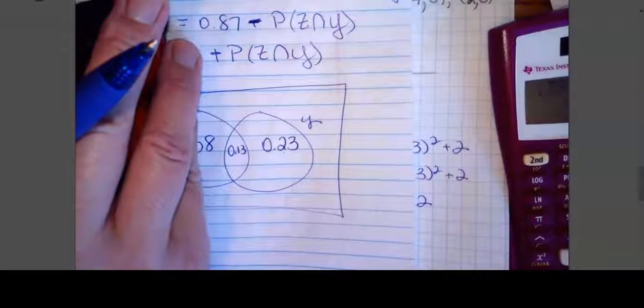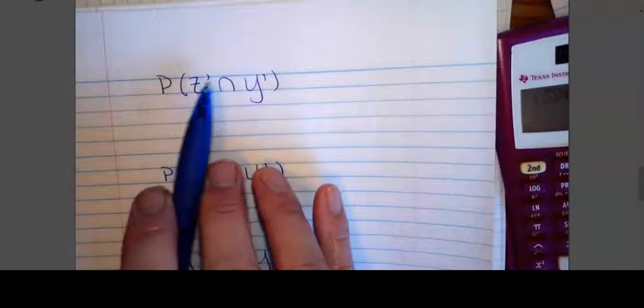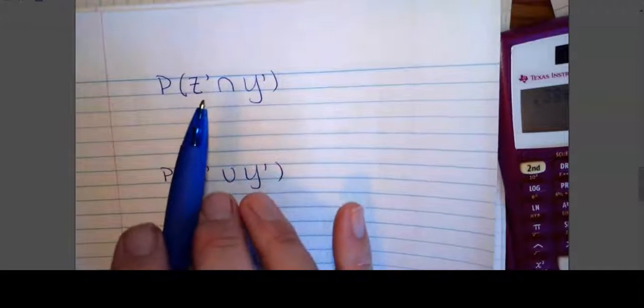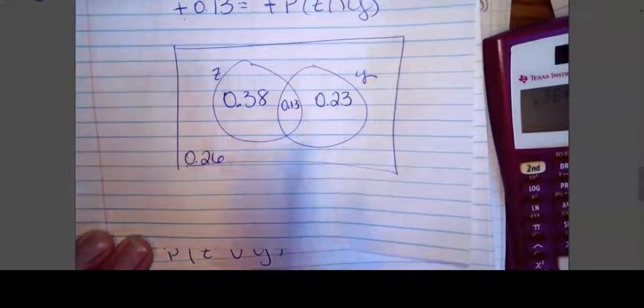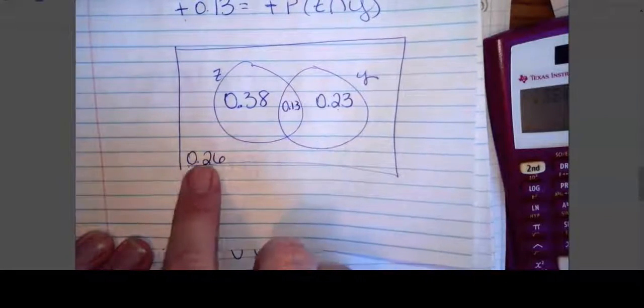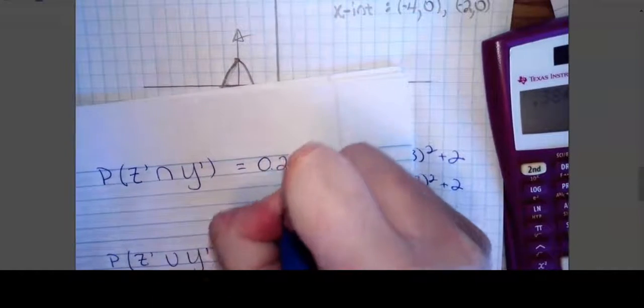So I'm going to write them down. Hang on one second. All right, so I have written down our little options here. So here's how we're going to read this. This is the probability of the intersection of not Z and not Y. So we could say it's not in Z and it's not in Y. Okay, the probability of it not being in Z and not being in Y. So it can't be in this circle and it can't be in this circle. So that leaves only the outside part. So that probability is 0.26.